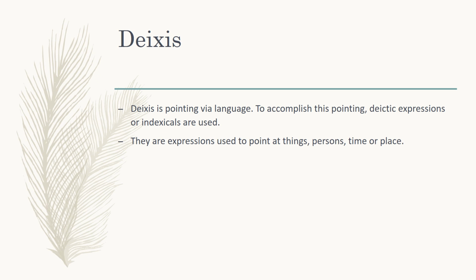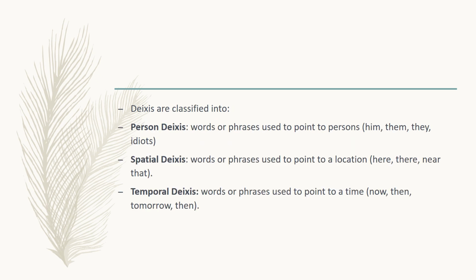Accordingly, they are classified into different types. The first type is person deixis, which are words or phrases used to point to persons like him, them, Sarah, Joseph, etc. Spatial deixis, words or phrases used to point to location, like here, there, here she goes, there she goes. It's near the hospital. That boy shot the ball or shot the duck, etc.